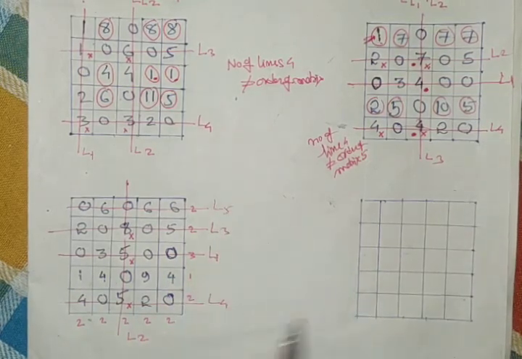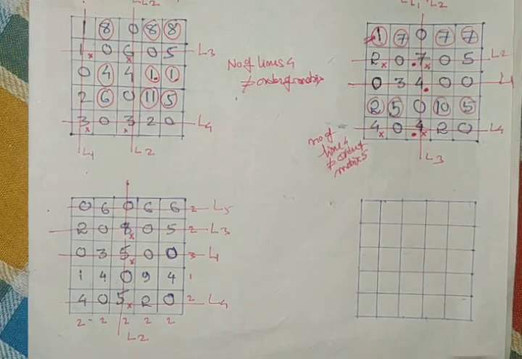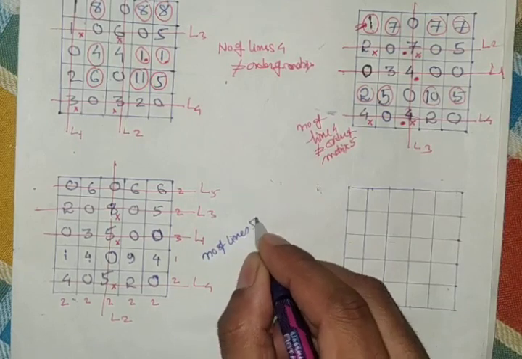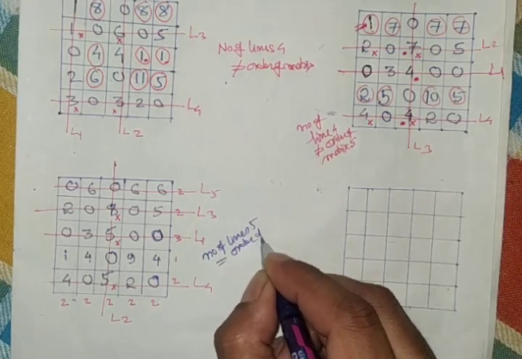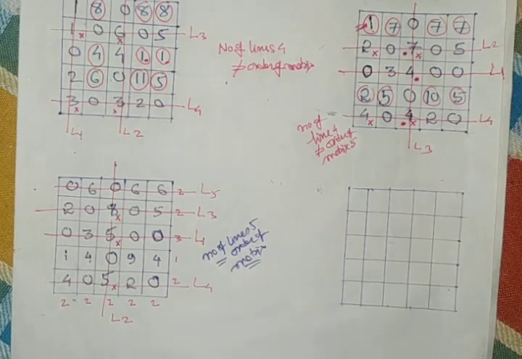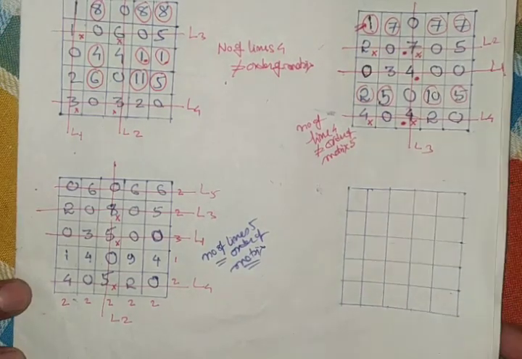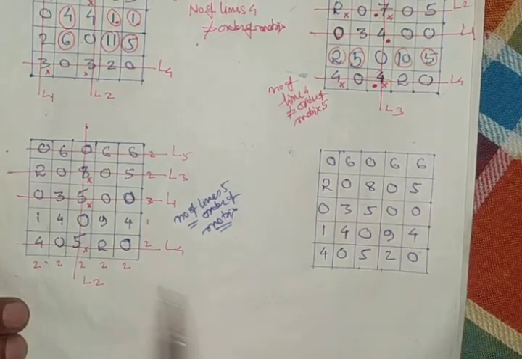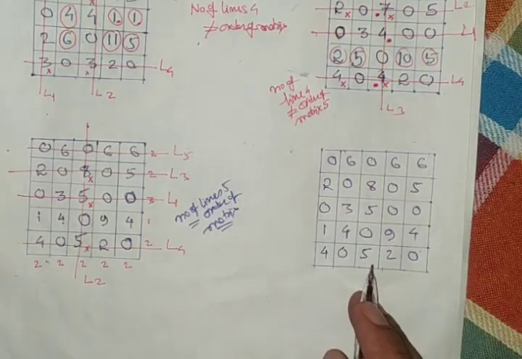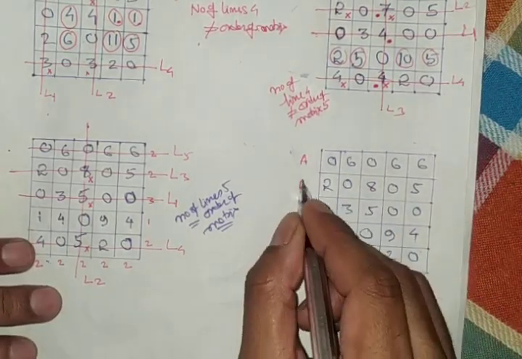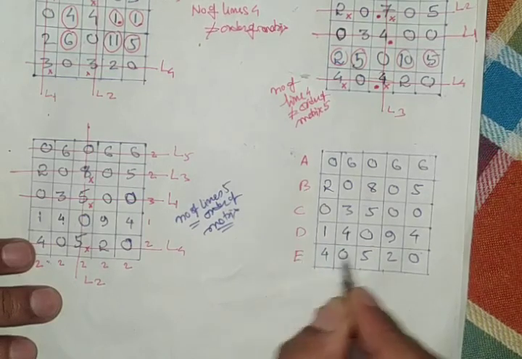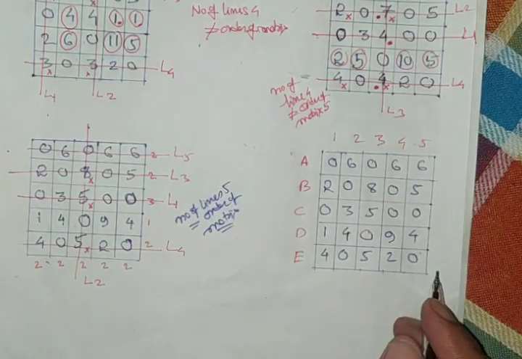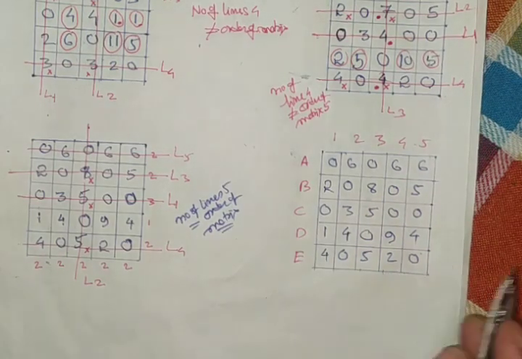This is suppose 5. So if you observe here in this table, the number of lines is 5, which is equal to the order of the matrix. So again I am writing this matrix. This is A originally, this is B, this is C, this is D, this is E, this is 1, 2, 3, 4, 5.